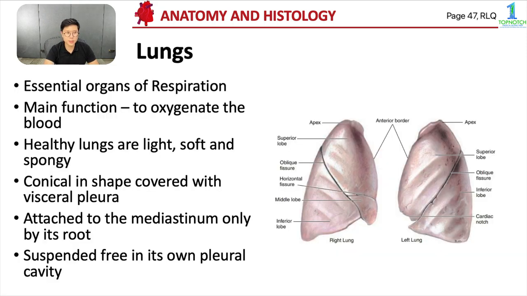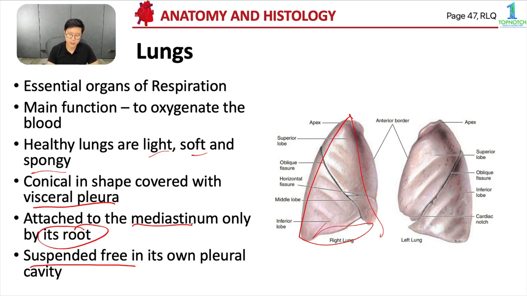Now let's go to the lungs. So the lungs mainly function to oxygenate the blood. Healthy lungs are light, soft, and spongy. They are conical in shape, covered with visceral pleura, and the only attachment to the mediastinum is by its root. So it's suspended free in its own pleural cavity.